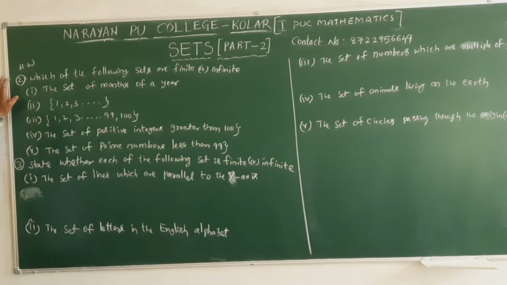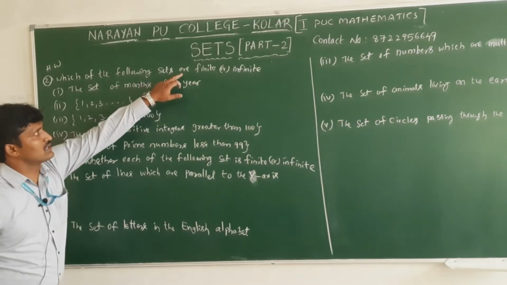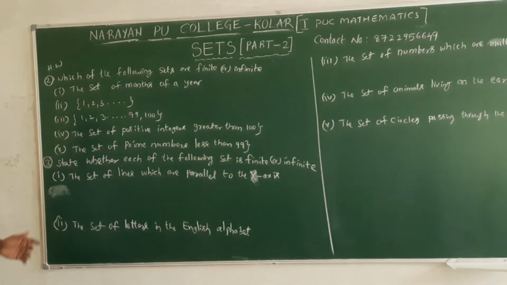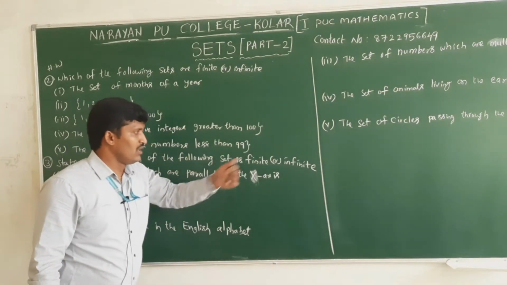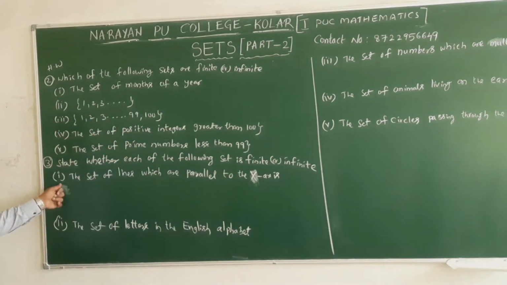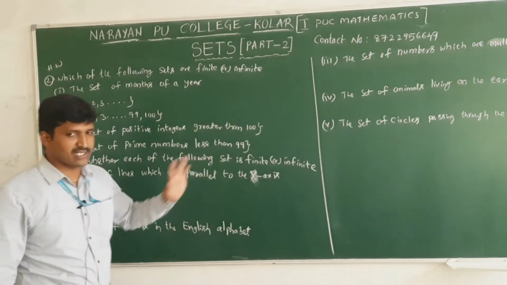Okay, question number 2 is homework. It's very easy. Which of the following sets are finite or infinite? You need to identify. Easy. Third one is also the same. State whether each of the following sets is finite or infinite. The first question, the second question is homework, everyone complete. The set of lines which are parallel to the x-axis.